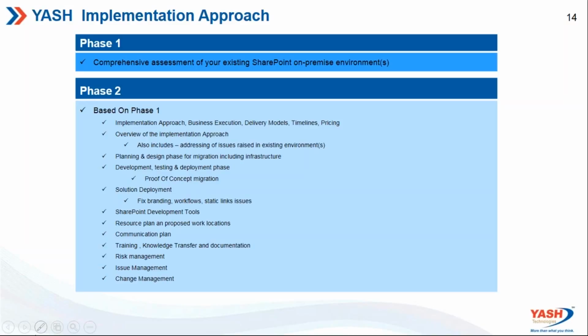And in phase 2, based on phase 1, we suggest the implementation approach, business models, delivery models, timelines, and the pricing part of it. It also includes the comprehensive statement of work, which involves the complete solution approach, deployment, how we are going to fix the branding, workflows, static link issues, and what would be the communication plan and the rollout, and what it would be whenever there is an issue or a risk or change management has to be issued.